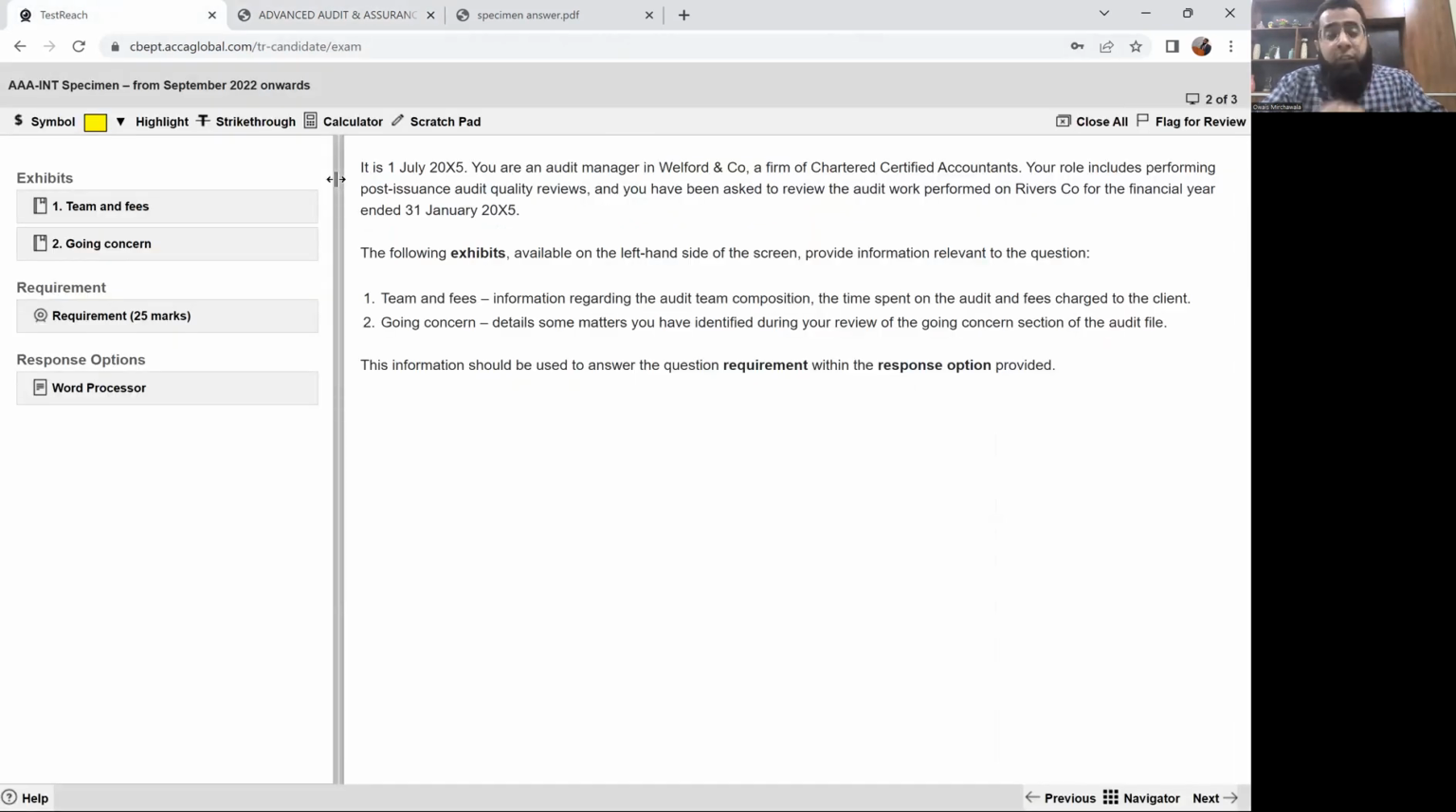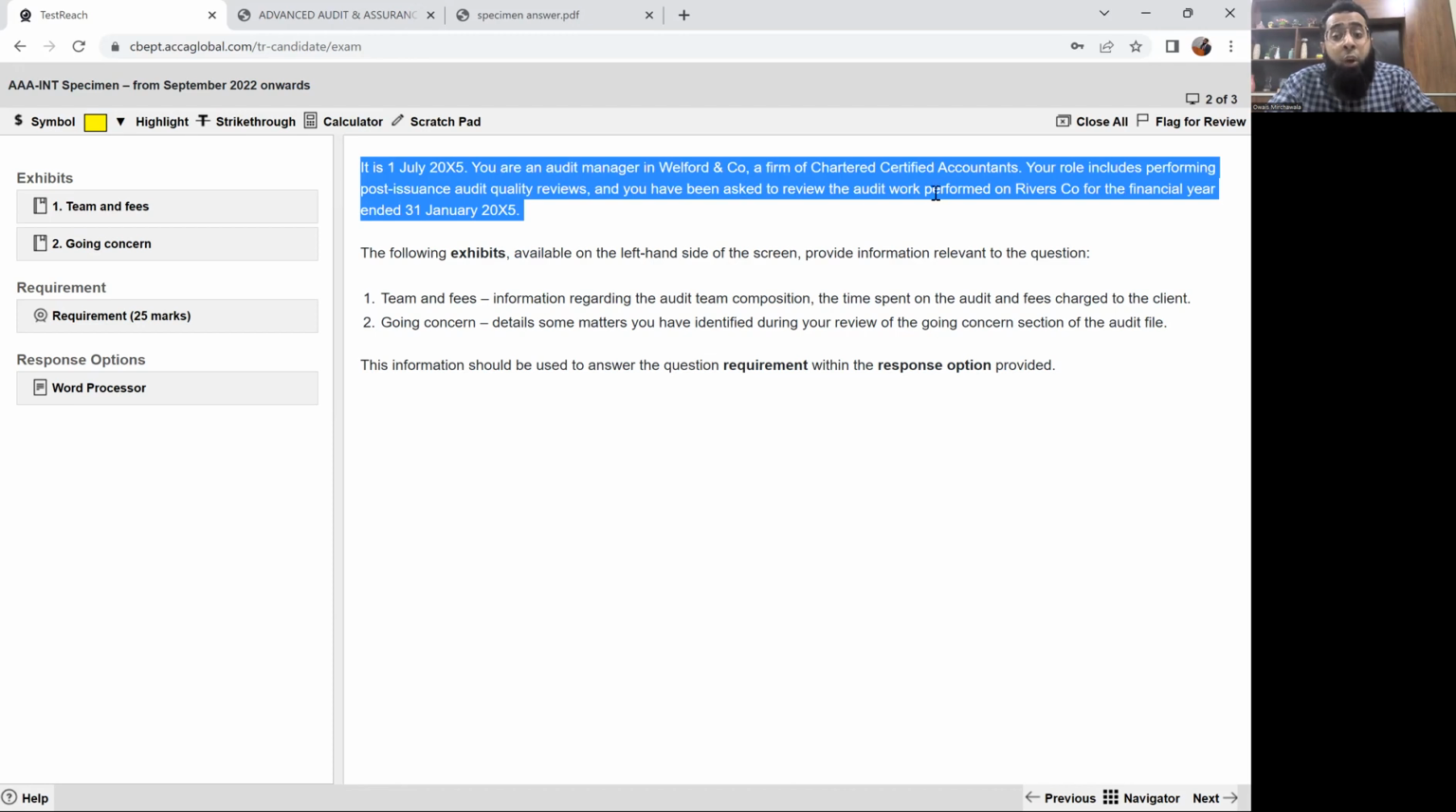Let's do a fast review of the question first, so that when we read the answer, you can recall the scenario points. It is 1st July 2005. You are an audit manager in Walford & Company, a firm of chartered certified accountants. Your role includes performing post-issuance audit quality reviews, and you have been asked to review the audit work performed on Rivers Company for the financial year ended 31st January 2005.